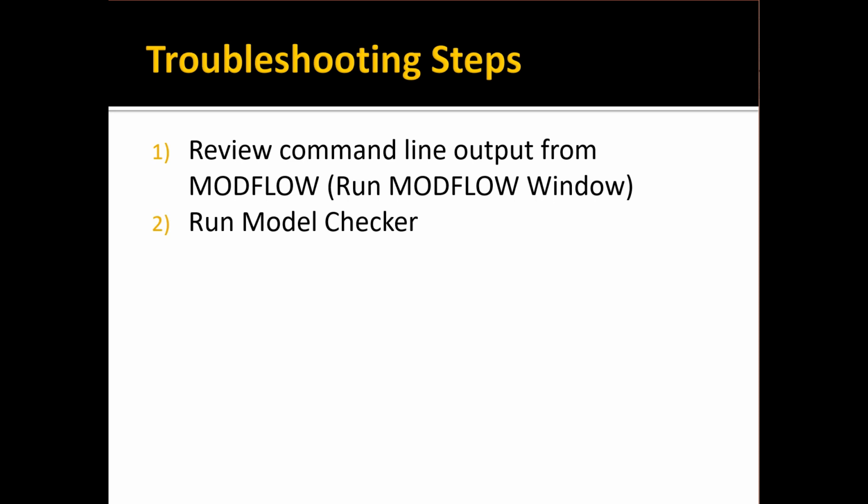Another thing you can do, hopefully you do this before you run the model, but in case you forget, you can go back and run the model checker in GMS. What this does is it searches through your inputs to find really obvious errors, such as hydraulic conductivity equal to 0 or something like that. Or maybe you have a cell bottom elevation greater than the cell top elevation, which can also lead to problems. So that's another thing you can do.